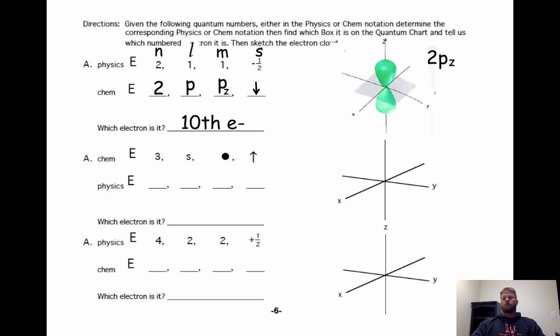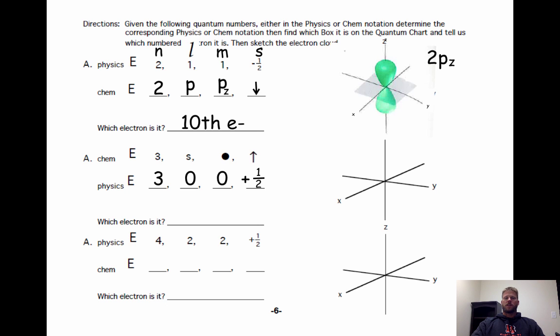In this next example, we are given the chemistry notation, and we have to come up with the physics notation. Well, the n quantum number is the easiest, because whatever it is in one notation, it's the same thing in the other. So the physics notation will be 3. All right, s orbitals correspond to an L of 0. The little dot corresponds to an M of 0, and an up arrow corresponds to positive 1/2. You can always just look on the quantum chart to get these numbers. It's nothing you need to memorize. It's always on the quantum chart.